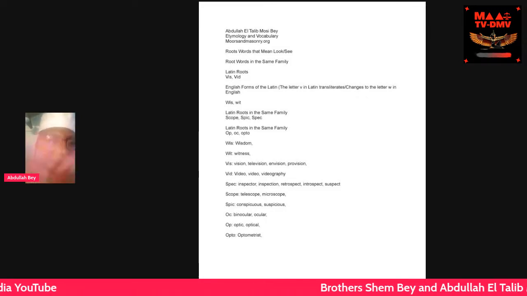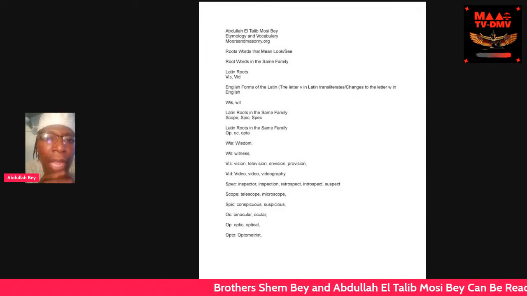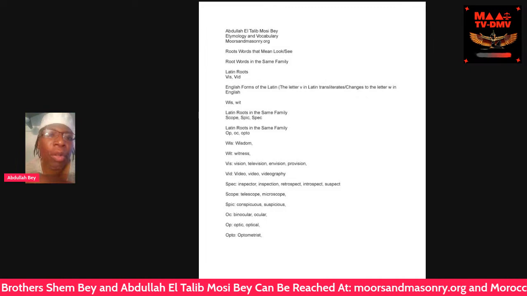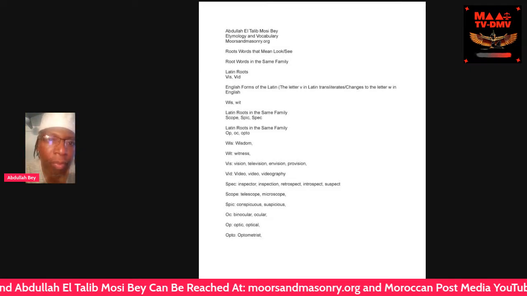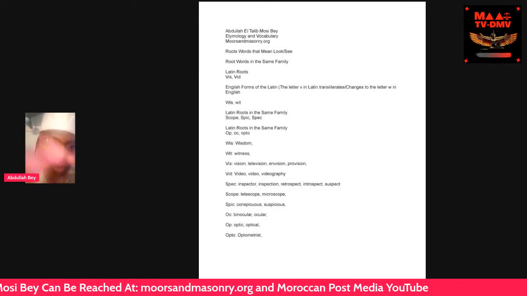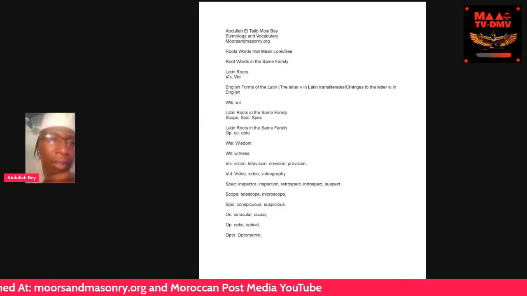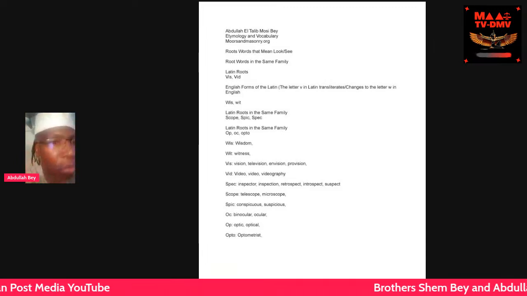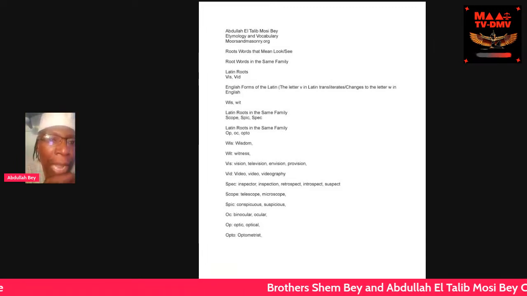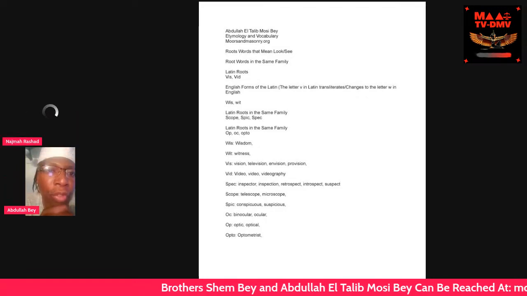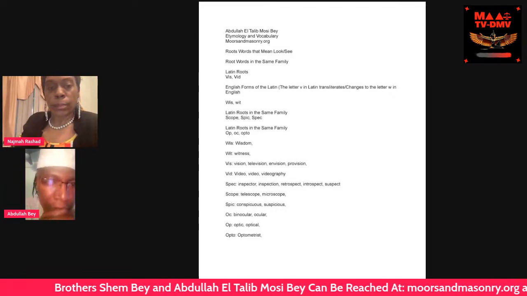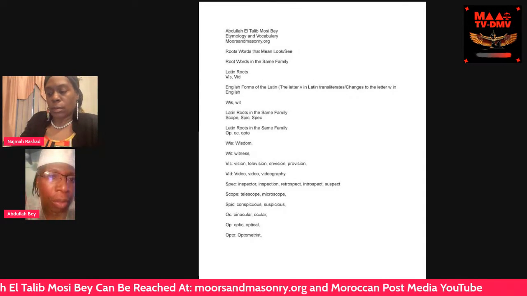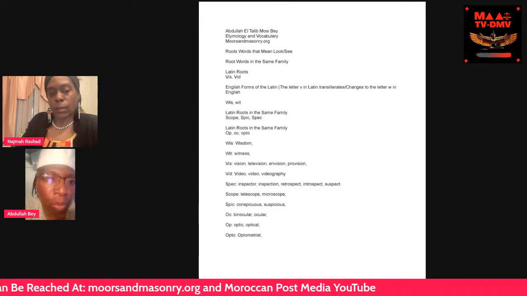I have to explain that later another time. For now, they're all in the same family. They are cousins, they're called cognates. Then we have the Latin roots in the same family: scope, spic, and spec. And we have the Latin roots op, oc, and opto.